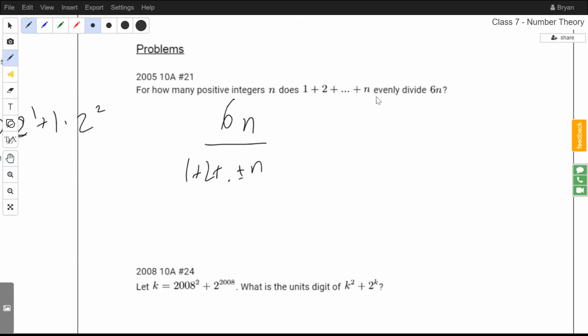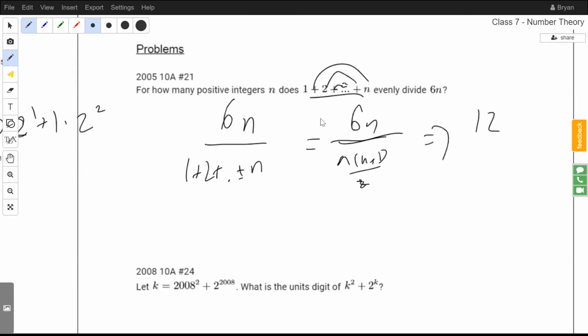First, what you should know is that the sum can be factored into n times n plus 1 over 2. There are a lot of ways to show this, but you can just pair up n and 1, n minus 1 and 2, etc., until you get to the middle. That's why it works. When we simplify this fraction, we get that this is equal to 12 over n plus 1.